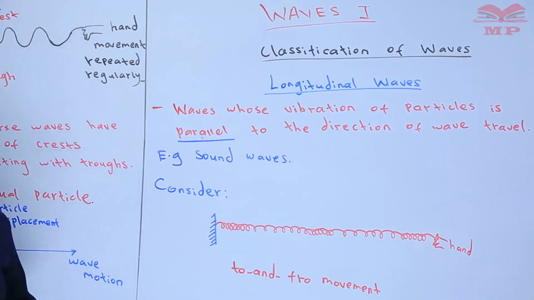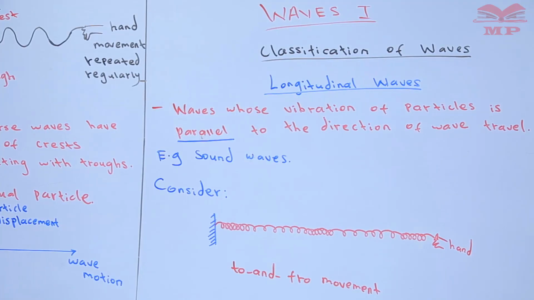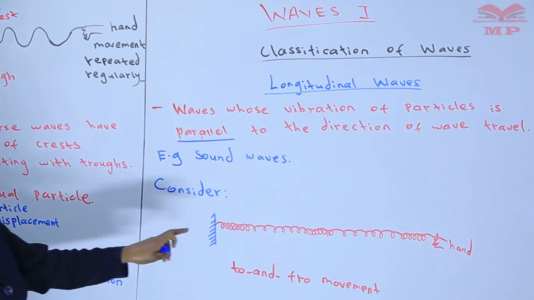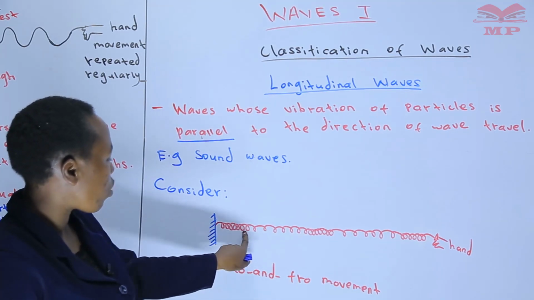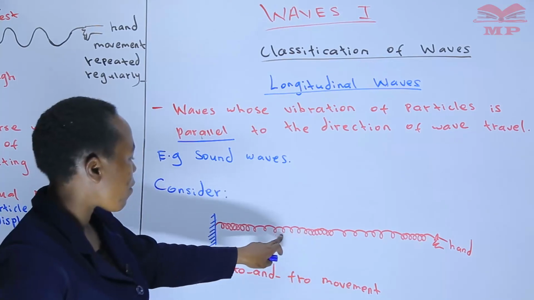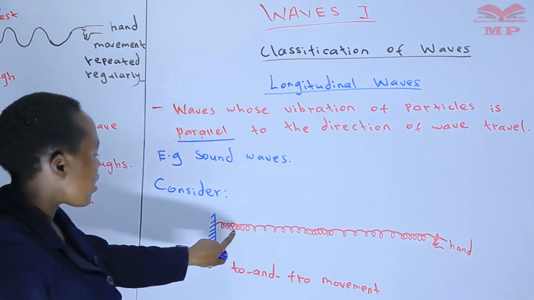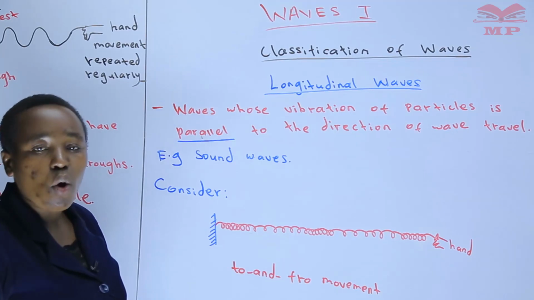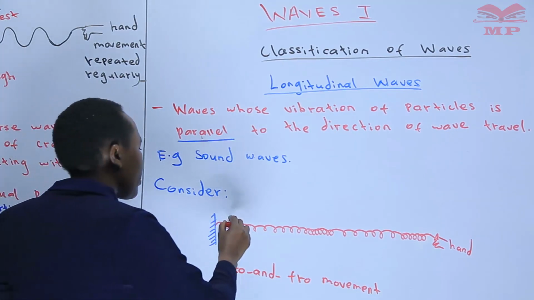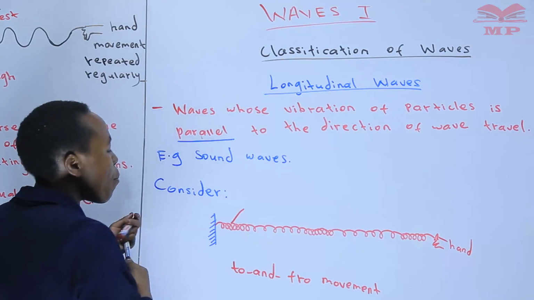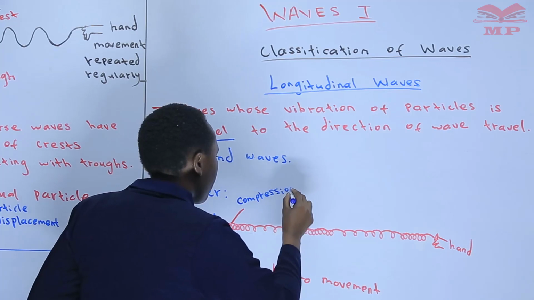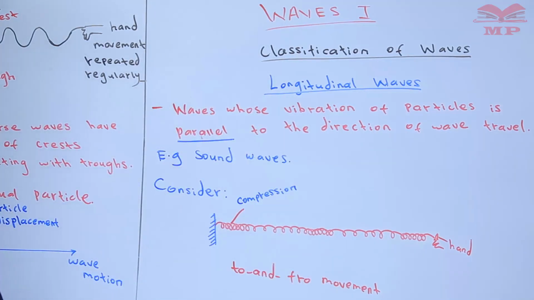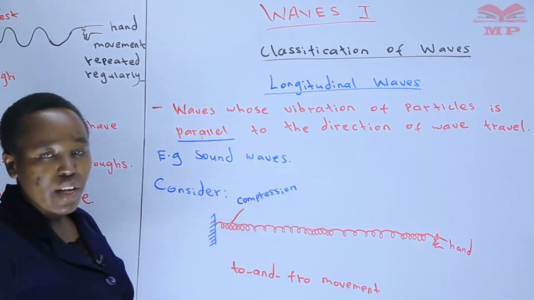So that is what we are going to observe in the spring. We have some sections which are very close together. The particles are very close together. Here they are far away from each other. And this section where they are closer to each other is referred to as the compression. This is the compression. Make note of that. So it has a compression. Then we have the other areas where it is away from each other.